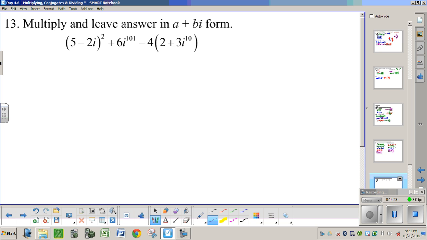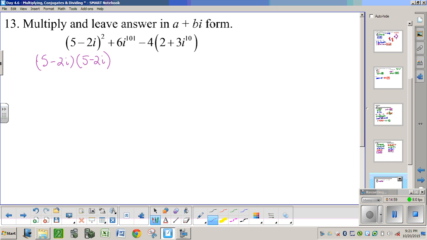All right, taking a look at number 13. The key to this one is making sure that you simplify everything first and then go through and combine your like terms. So if I have the quantity 5 minus 2i squared, I want to make sure that I write that out twice and multiply it out. So that's 5 minus 2i times 5 minus 2i.